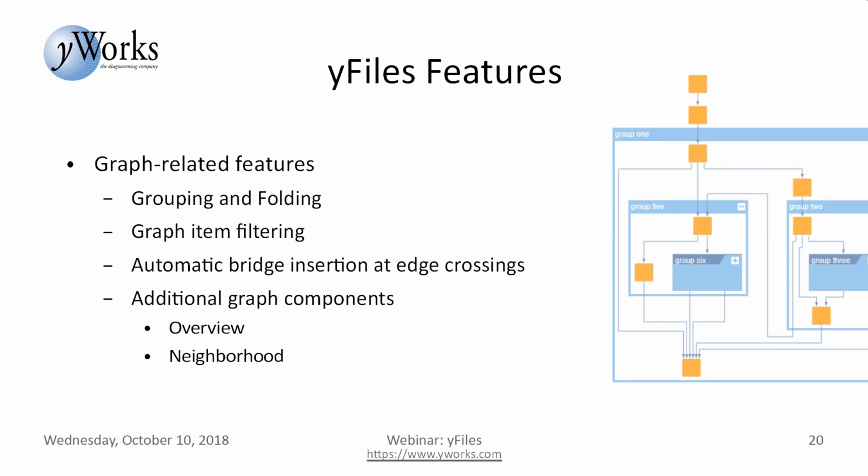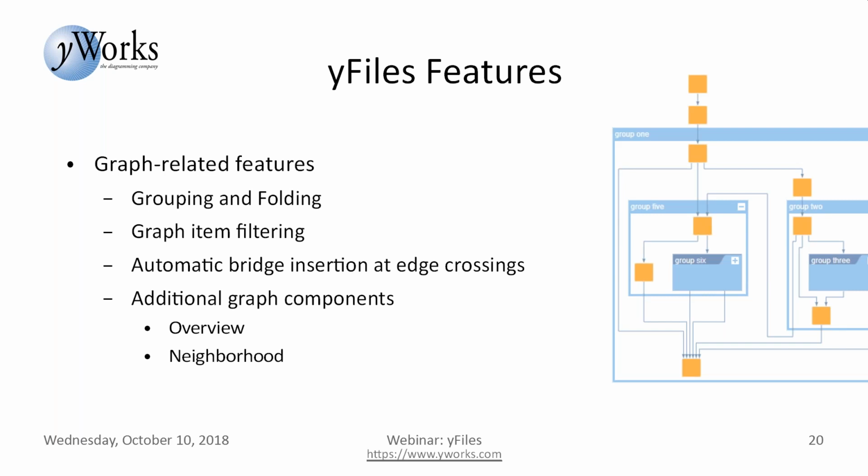The graph-related features include grouping, where you can group items into different groups, and folding, which means you can collapse these groups into folders. This allows you to reduce the complexity of a graph, to hide some information away in a folder. If the user wants, he can interactively expand this folder, so the information is back and available in the graph.